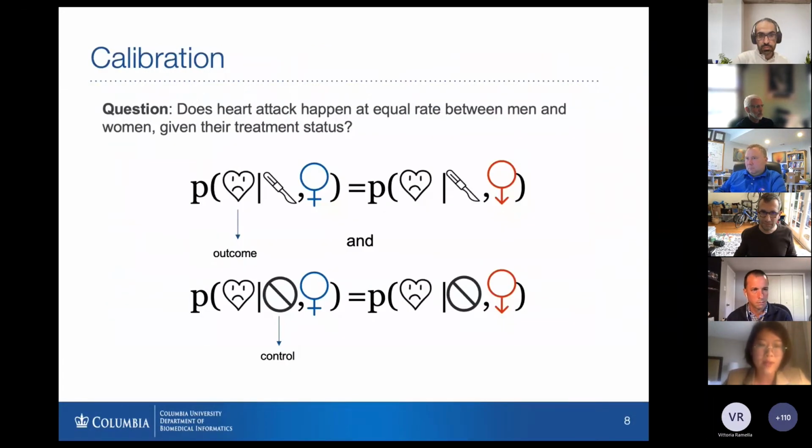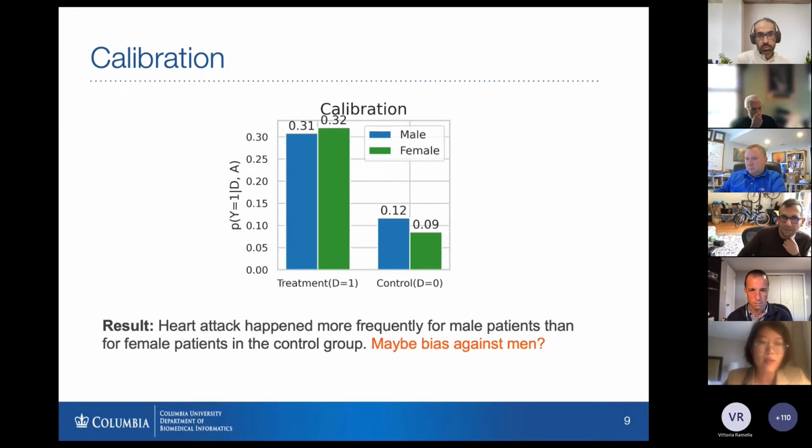This one is called calibration. It uses the outcome, instead of treatment and sex, in defining fairness. This metric asks the question: does the heart attack, the outcome, happen at an equal rate between men and women, given their treatment status? Following this metric, we found that men had a higher rate of heart attack compared to women in the control group. So does this suggest that more men should be treated? This metric gives us a different message from the previous metric.